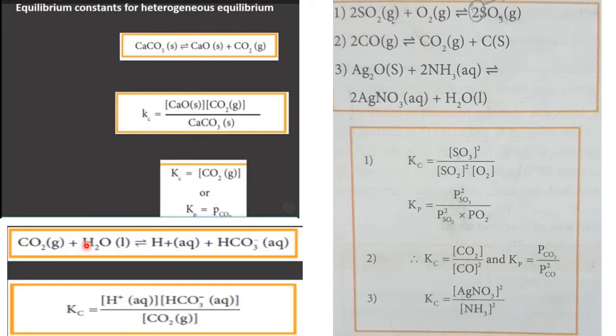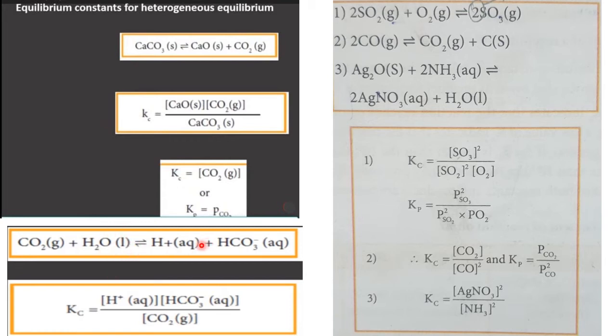Then the next example equation: CO2 plus H2O gives H plus plus HCO3 minus. What is the type of equilibrium? Heterogeneous equilibrium. One is in gaseous form, another is in liquid form, and these two are in aqueous form. So how to write Kc? Kc is equal to the concentration of H plus into the concentration of HCO3 minus divided by the concentration of CO2 into H2O. Here also this H2O will be neglected because it is a pure liquid.